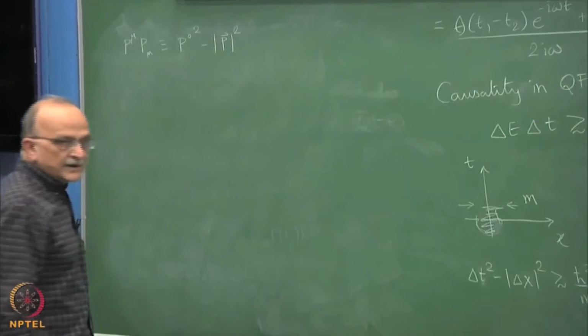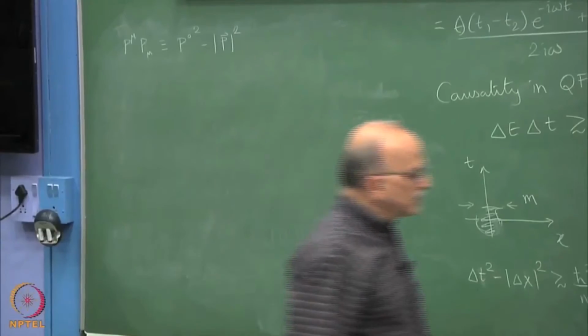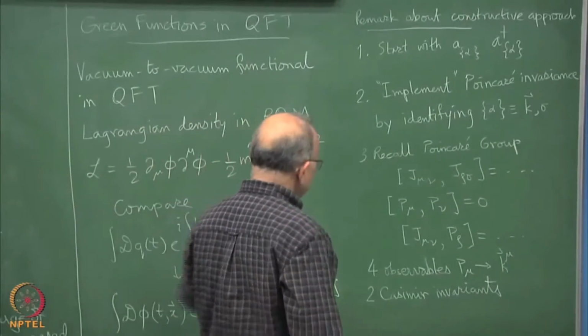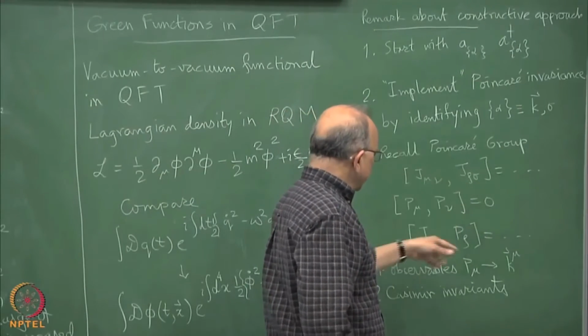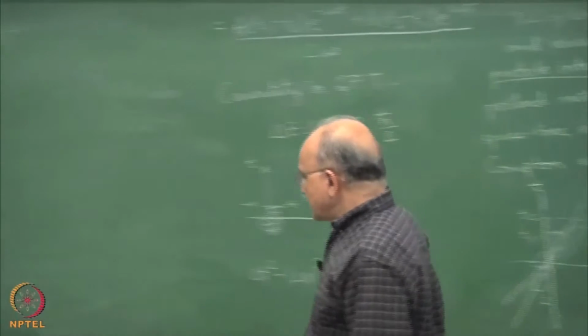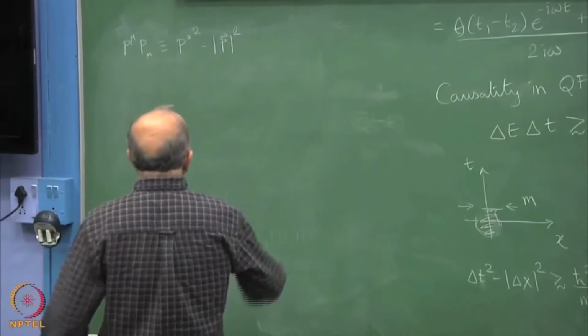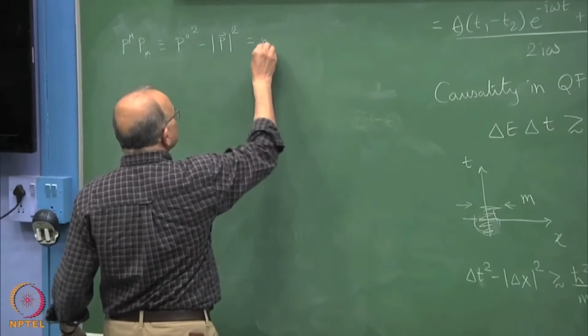This is one Casimir invariant. It will commute with everything because it is a Lorentz invariant. The J's will not touch it, and the P's will also of course commute with it. So this is one invariant which we call M square.